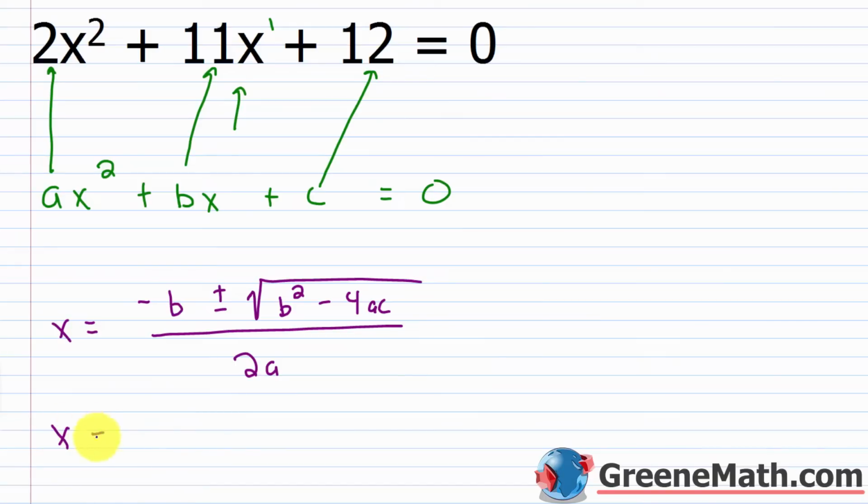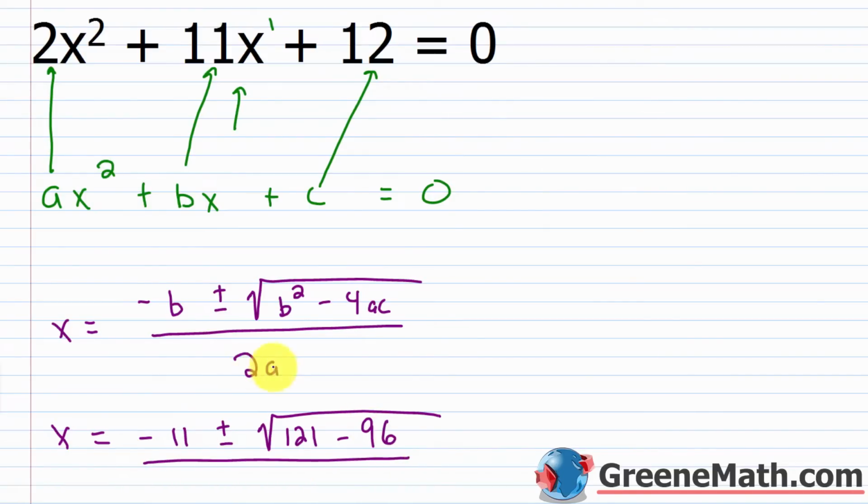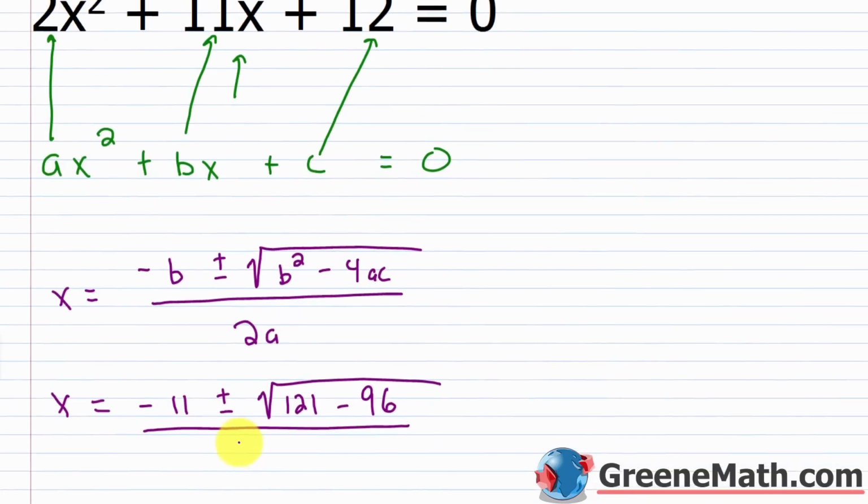So x equals, for b I have 11. So I'd have negative 11 plus or minus the square root of, if I squared 11, I'd get 121. So minus, we have 4 times a times c. A is 2, c is 12. 2 times 12 is 24. 24 times 4 is 96. So then this is over 2 times a, again, a is 2, so 2 times 2 is 4.